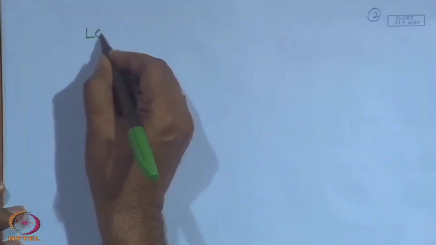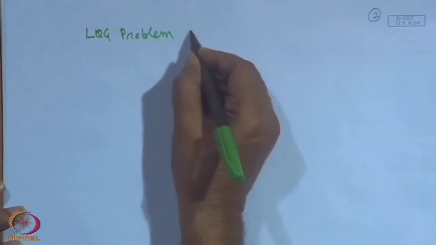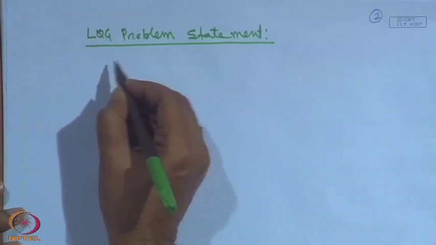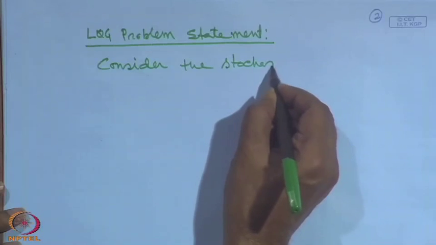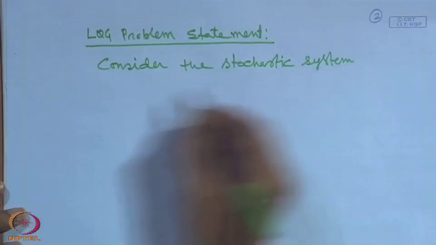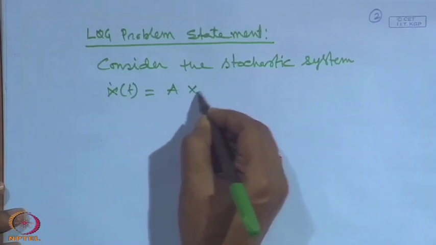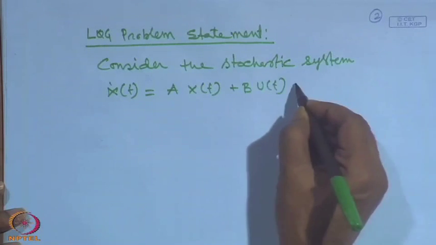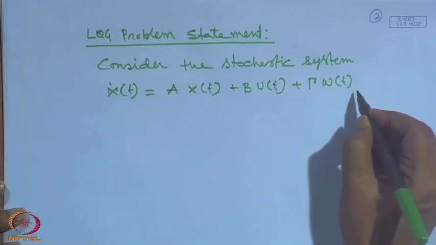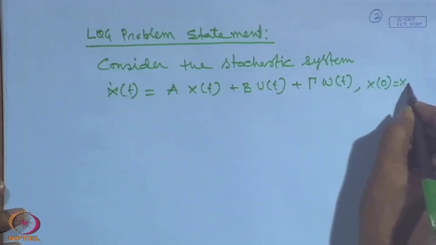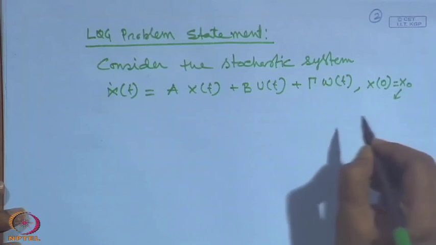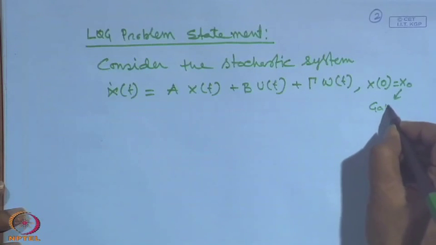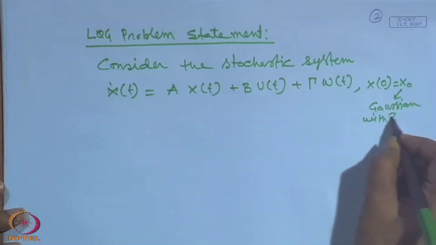So, the LQG problem statement. Consider the stochastic system x dot of t equals A x of t plus B u of t plus gamma w of t. The initial state x 0 is given, which is random in nature: x 0 is Gaussian with zero mean.